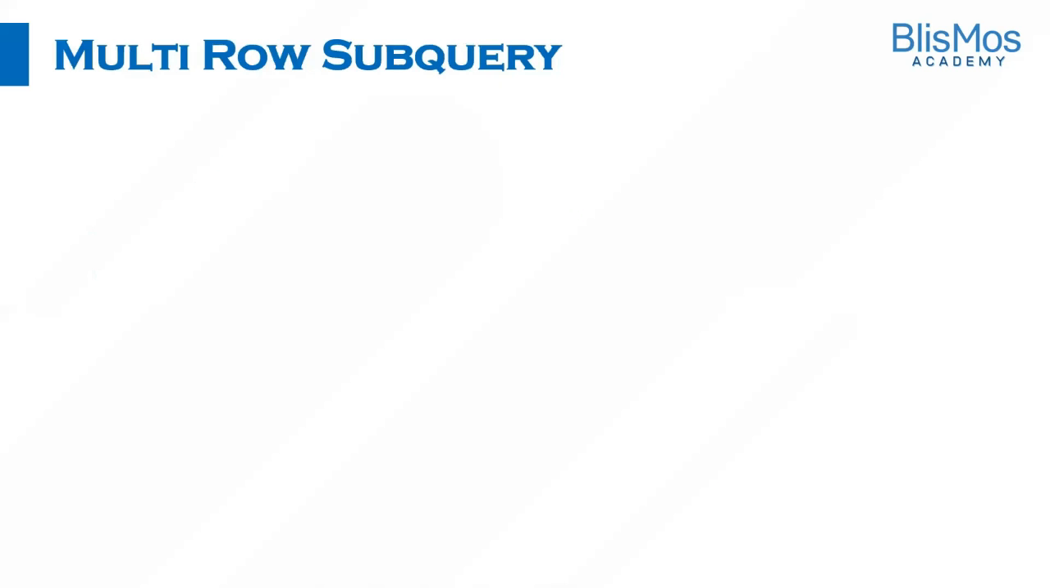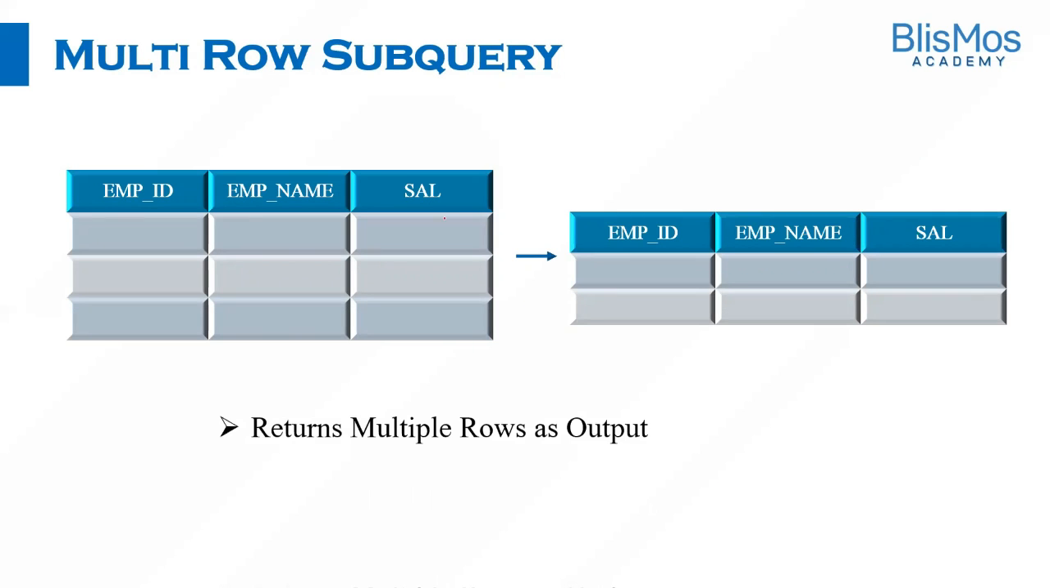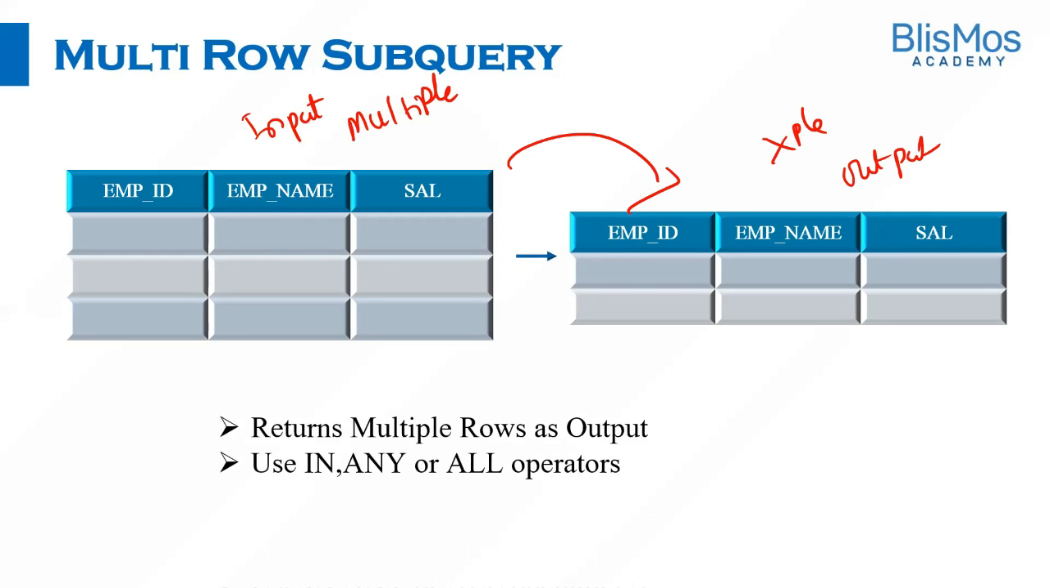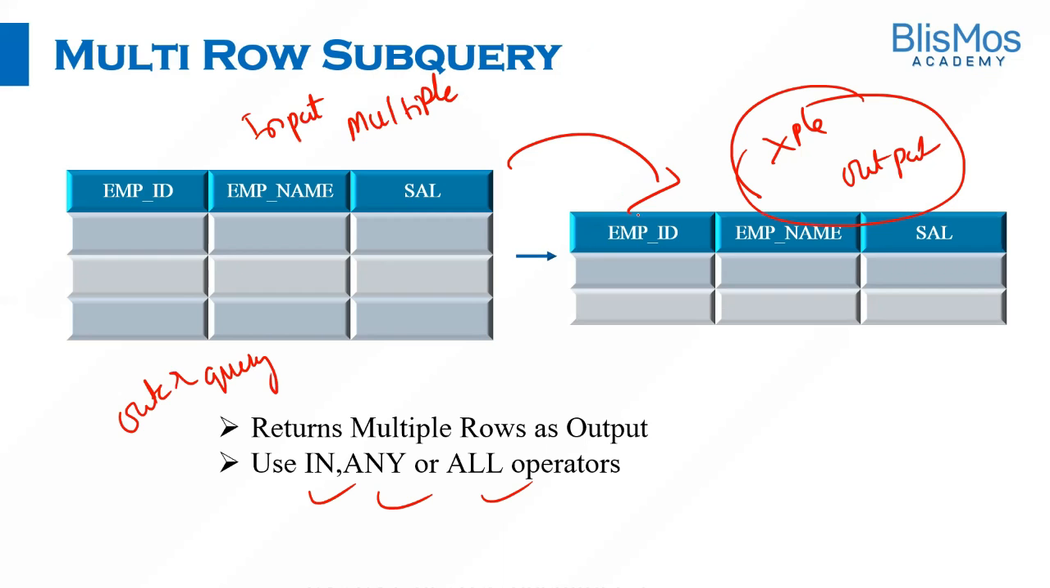What is multi-row subquery? A multi-row subquery takes multiple rows as input and returns multiple rows as output. Whenever we get multiple rows as output, we use either the in, any, or all operators in the outer query. Otherwise, there is no possibility of getting multiple rows as output.